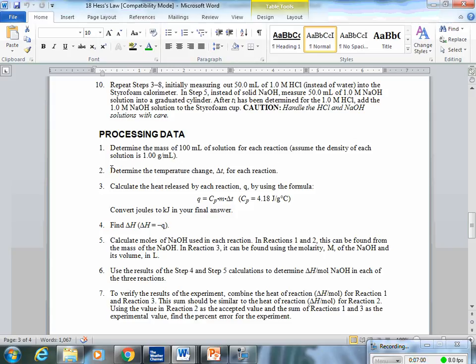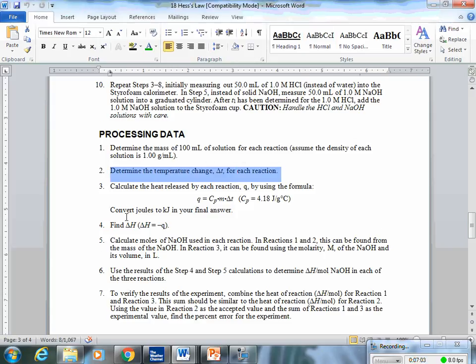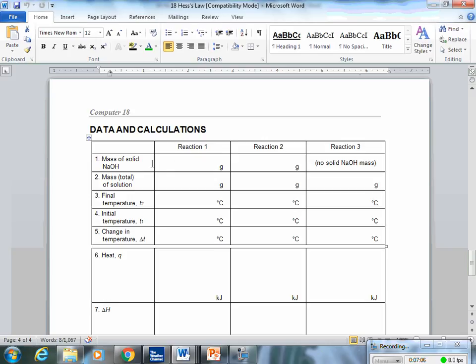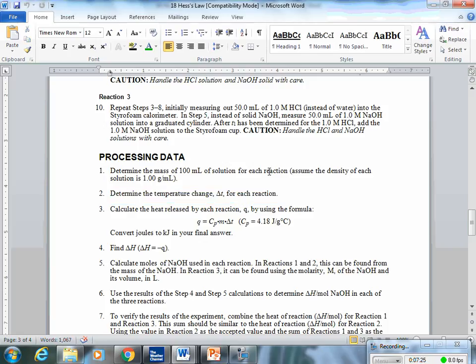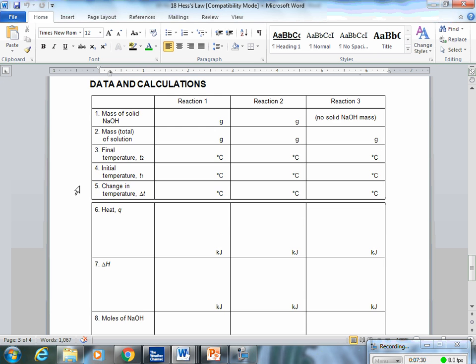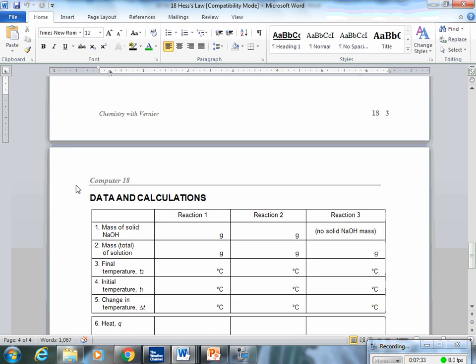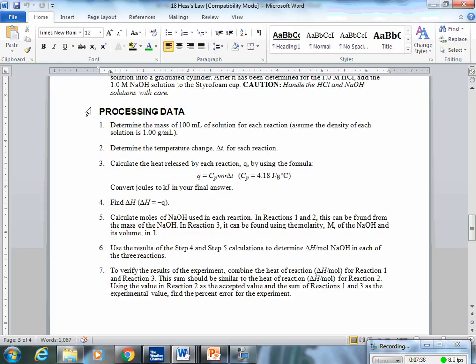Okay, you need to have the mass of the sodium hydroxide for 1 and 2. Now, you won't have a mass for reaction number 3 because we do not have a solid. Remember, that is an aqueous solution. Okay, the total mass of solutions, once again, we determined with the density. We can determine the mass if we have the density of the solutions. Okay? Make sure when you're doing your calculations, you read through all of these 1 through 7 because it will help you to determine what you're doing with the lab.